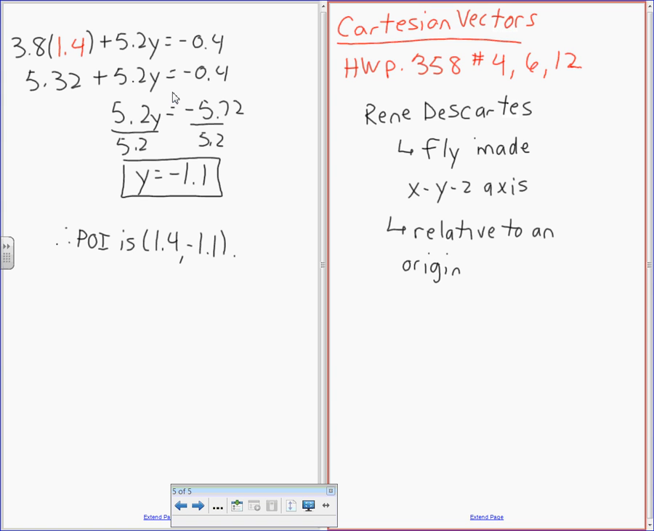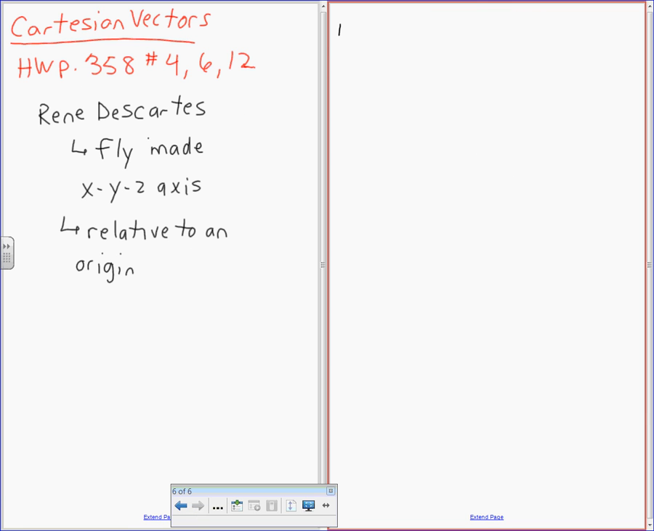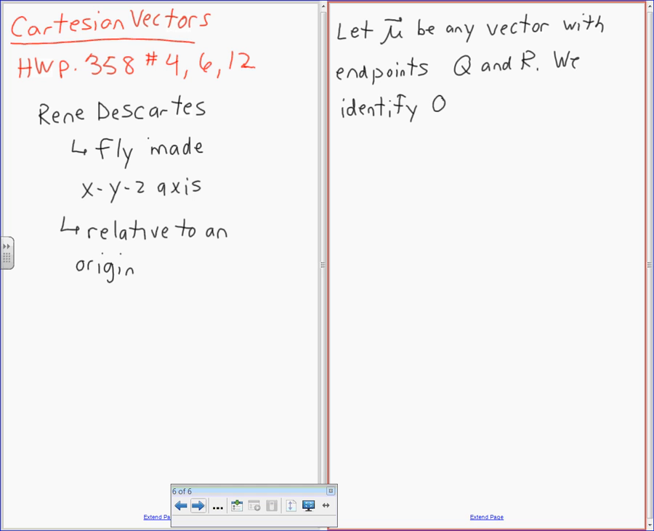Okay? So we're going to say, let vector u be any vector with endpoints Q and R. We identify QR as a Cartesian vector because its endpoints can be defined using Cartesian coordinates.